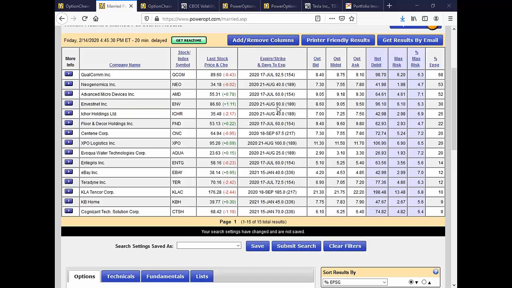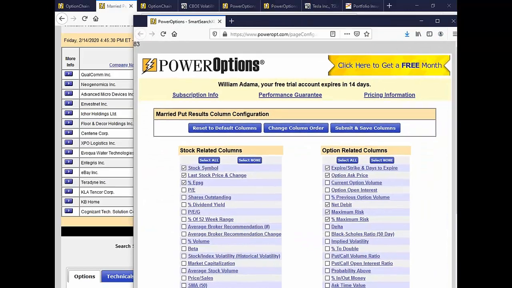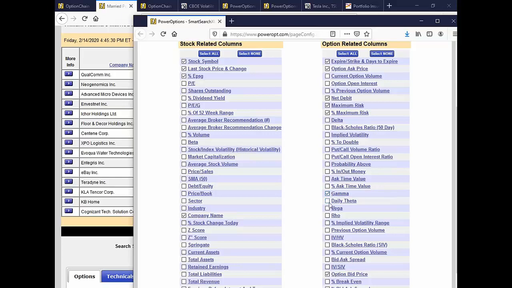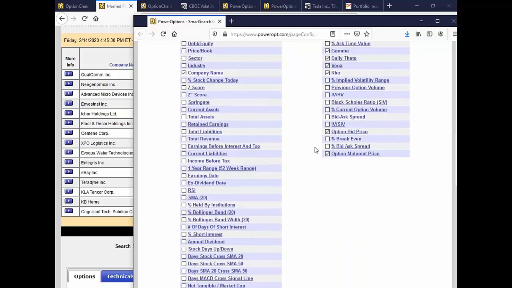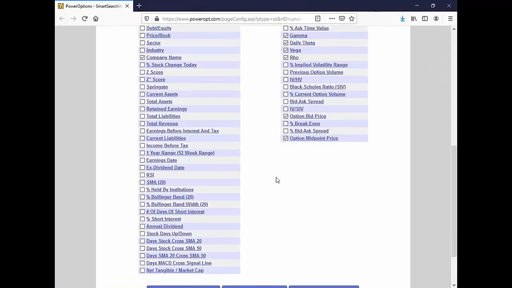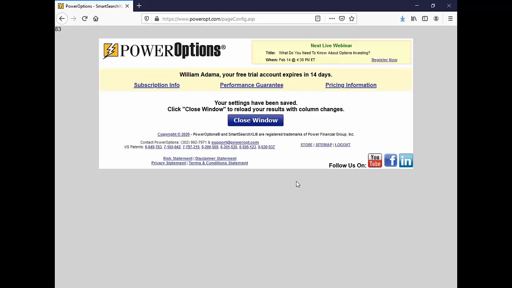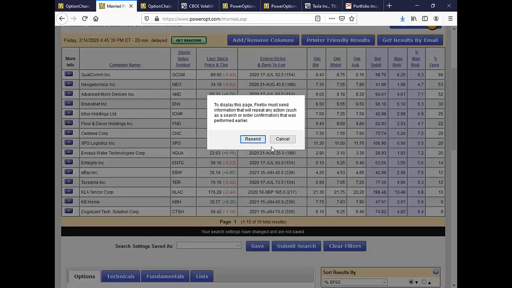Okay, so let's just see. I'm going to go to add remove columns. Oh, I can't add. Oh, I can. I'm sorry. Gamma, Vega, Rho. And I threw implied volatility in there as well. Okay, all right, so there we go. Let's go ahead and submit that. Close the window. So I selected all the Greeks to add in. There we go. Sorry. Close that down.